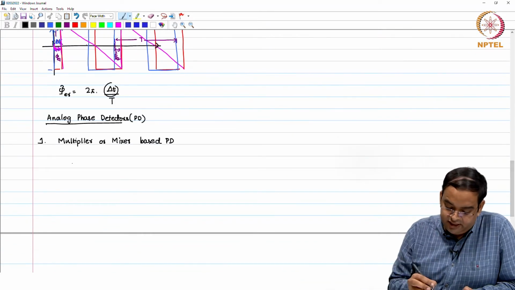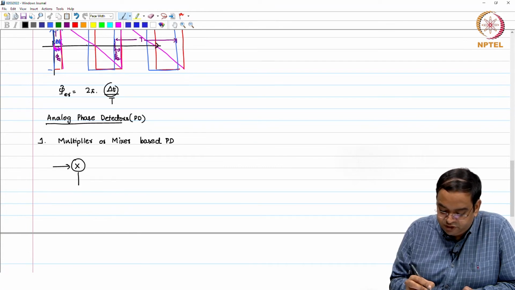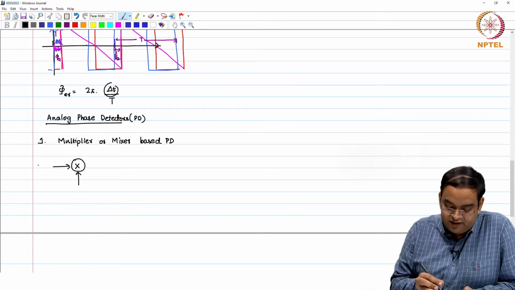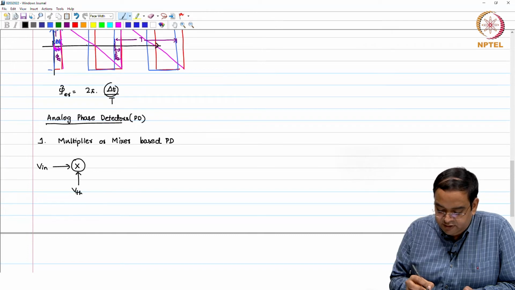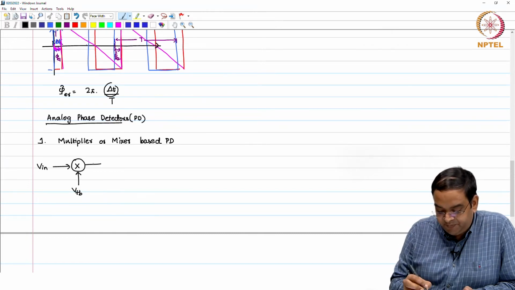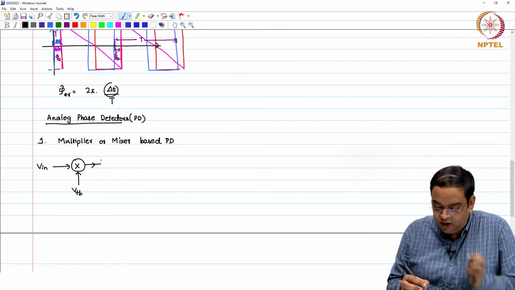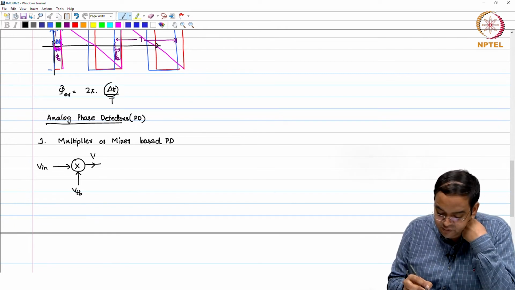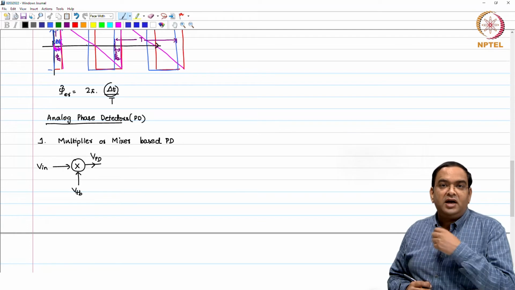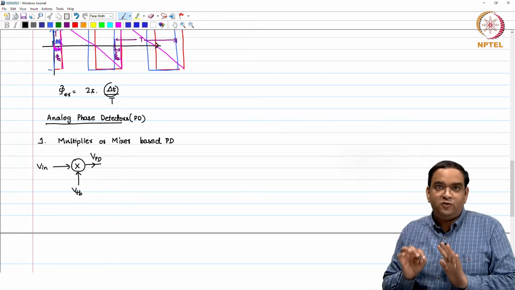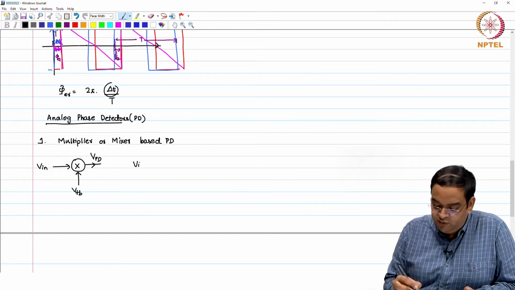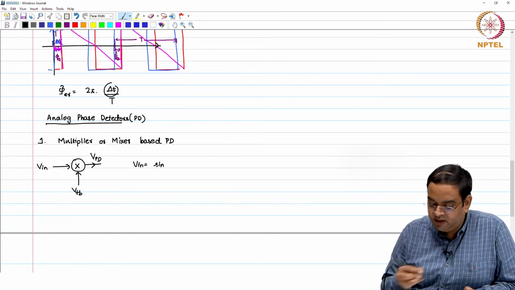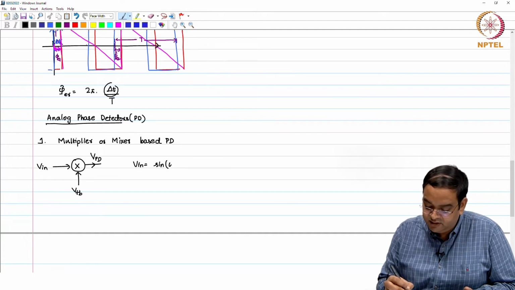So, in this case we know this is a mixer, it multiplies the two signals. You are going to use this phase error detector only when you have sinusoidal signals. So, V input and V feedback. I call the output of the phase error detector VPD. I am not calling this phase error right now, this is the output of the phase error detector. So, this is VPD.